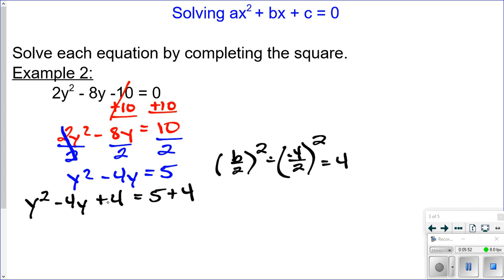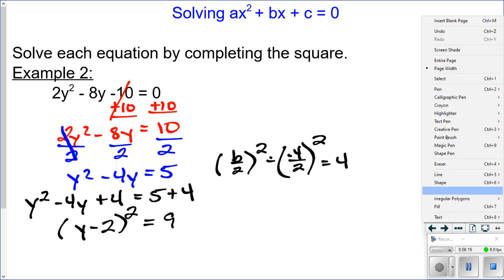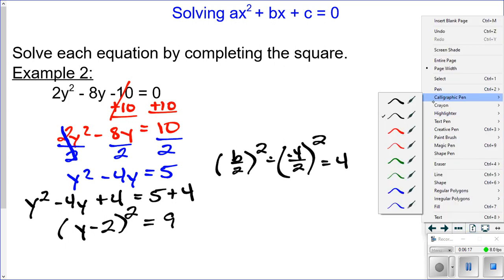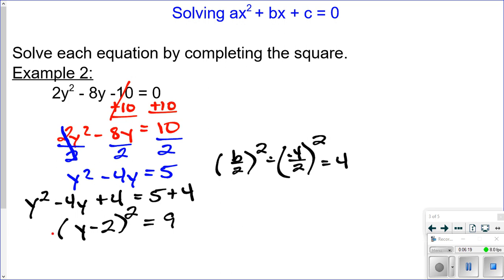All right, so again, the reason I did that is because now I can easily factor this to y minus 2 squared. The 2 came from the square root of 4, the minus sign came from here. And again, if you multiply y minus 2 times y minus 2, you'll find that you end up back with this. And that's equal to 9. All right, so we're going to take the square root of both sides now, solving this for y.